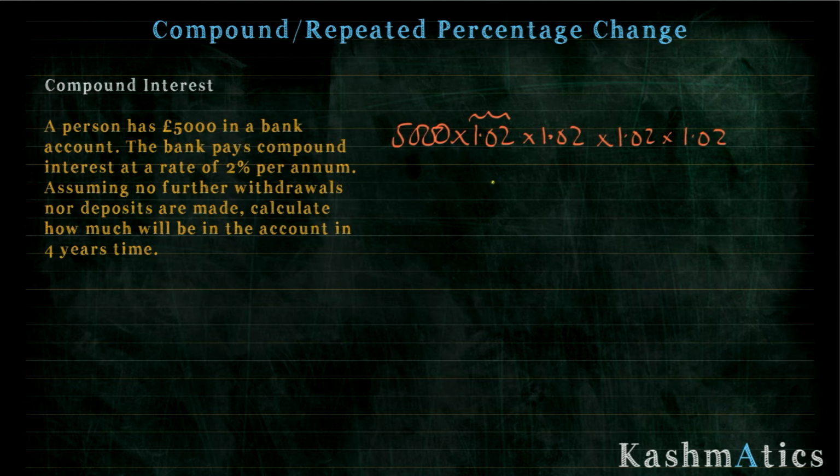Now instead of me doing this long calculation here, what I can use is powers to make the whole thing a bit simpler. So I could do 5,000 multiplied by 1.02 to the power 4. And if I do that, I get £5,412 and 16 pence. So that's my balance after 4 years. So let me just go through that again. The £5,000 is the initial investment. The 1.02 is a 2% increase. That's the multiplier for a 2% increase. And 4 is the period of the investment, in this case 4 years.